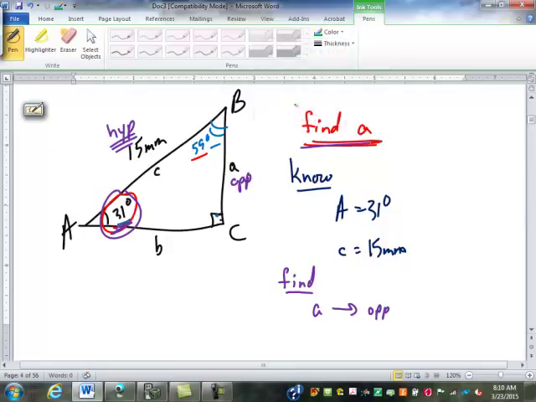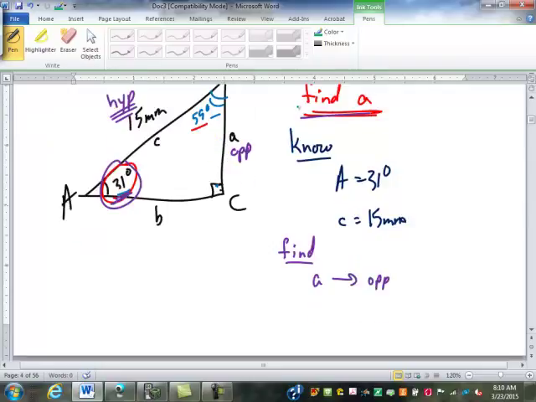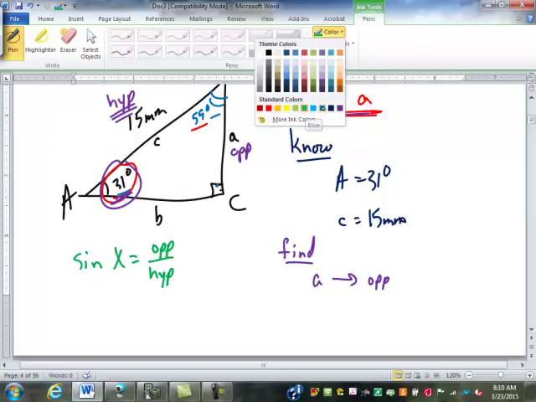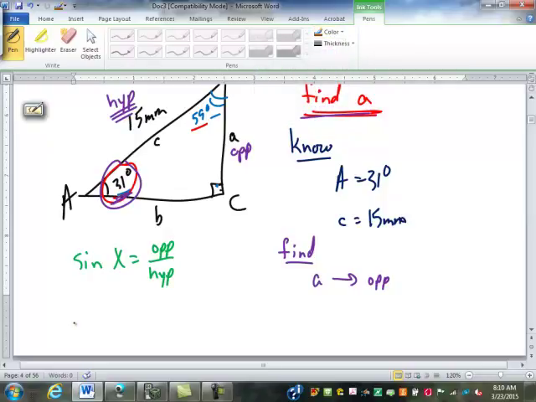Looking at your list, what trig function is opposite hypotenuse? Sine. So I'm going to write it out. Sine of an angle is the opposite over the hypotenuse. So now in this formula, sine, of course, is a function. Do I know the angle? Yeah, what is it? 31 degrees.